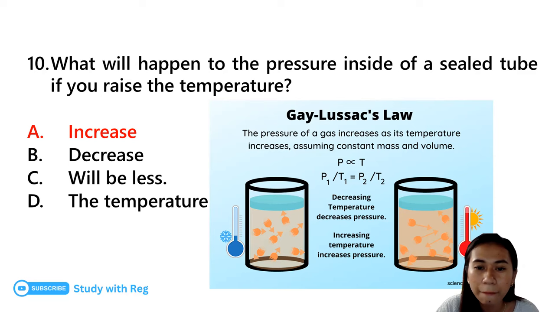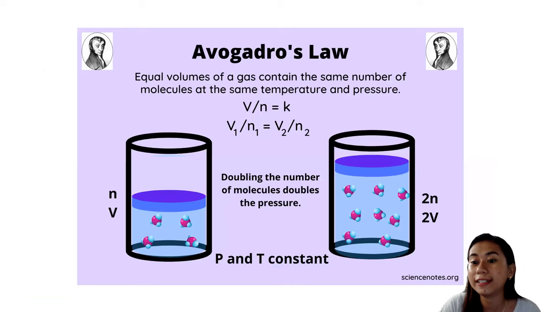Now, you should familiarize all the gas laws starting from Avogadro's law. Equal volumes of gas contain the same number of molecules at the same temperature and pressure. So, itong formula na to, you have to write this one down. Okay? The number of molecules is proportional to the volume. Alright? Given na same yung temperature and yung pressure. Constant ang pressure and the temperature.